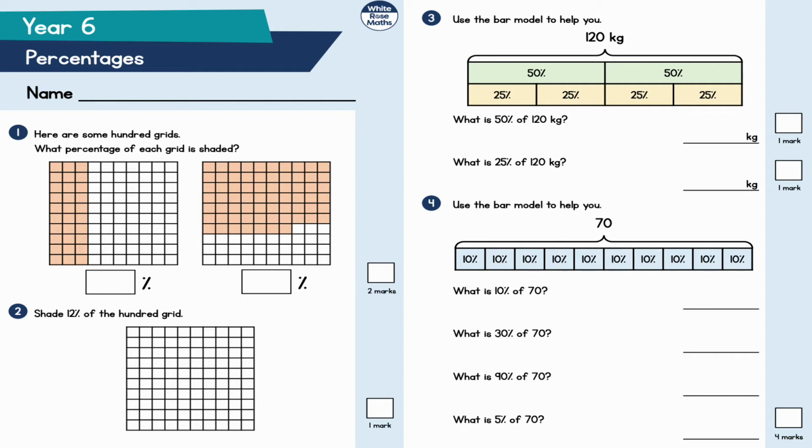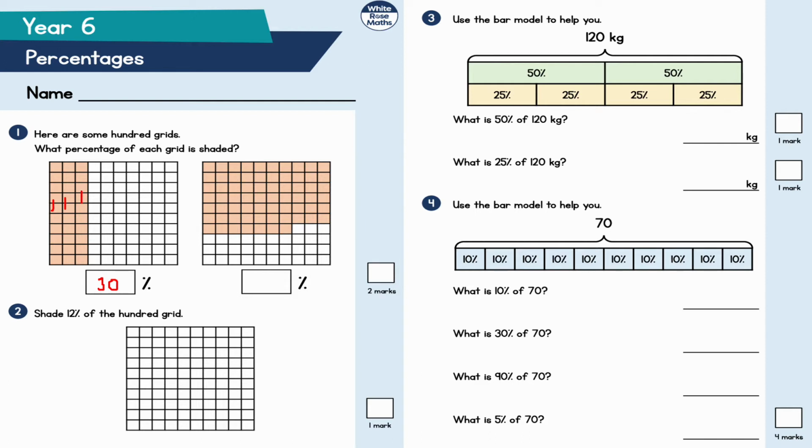Here are some 100 grids. What percentage of each grid is shaded? Well, here I've got one column of 10, another column of 10. So 10 plus 10 plus 10 is 30%, because I've got 30 out of 100, and percentage means out of 100.